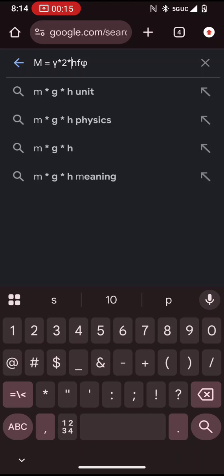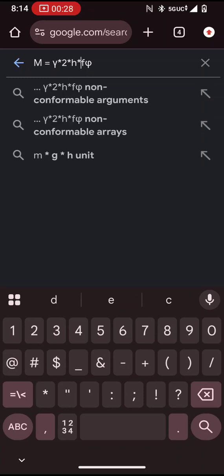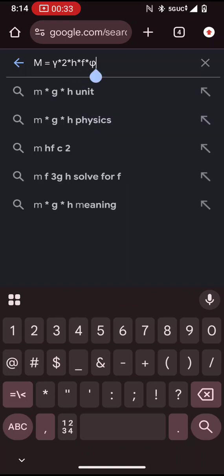Today I'm going to be teaching my people about how light turns into matter. Specifically, we're going to be discussing some physics today. And I've pretty much narrowed down my equation to the following. Really, matter equals a light photon times 2 times Planck's constant times frequency times phi.